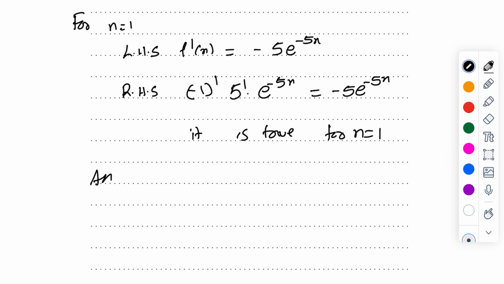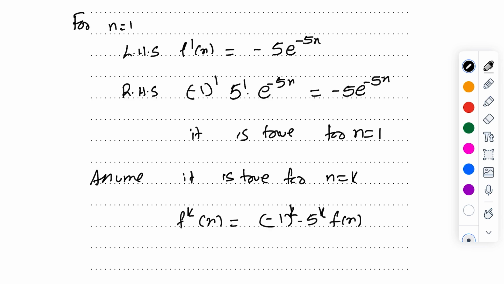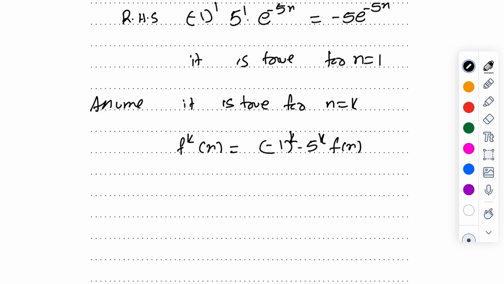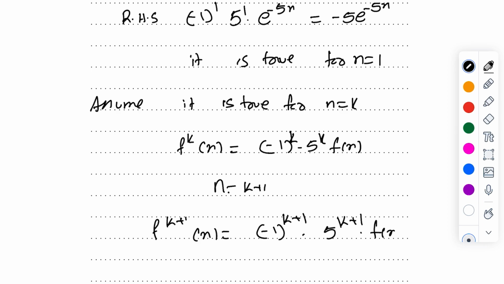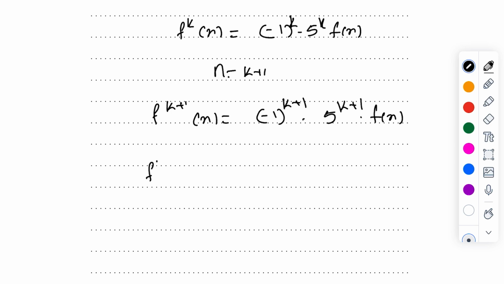Now assume it is true for n equals k. That is, the kth derivative should be equal to minus 1 whole to the power of k, 5 power k, f of x. Now, we have to prove that it is true for n equals k plus 1. Means the k plus 1th derivative should be equal to minus 1 whole to the power of k plus 1, 5 to the power of k plus 1 times f of x. So what is the k plus 1th derivative? Basically, the k plus 1th derivative is the derivative of the kth derivative.